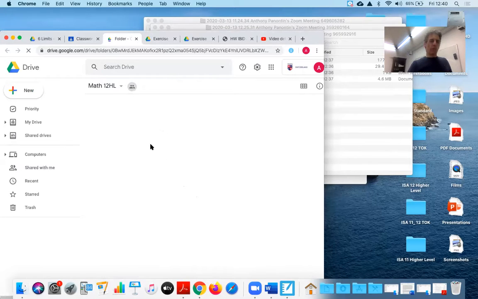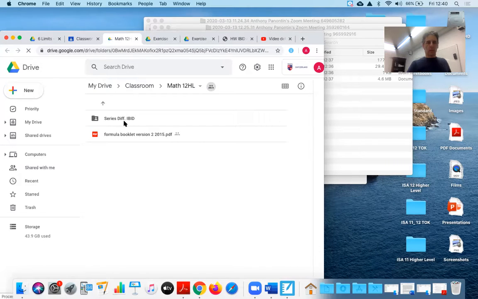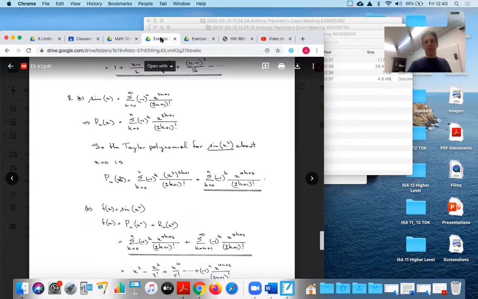You just choose the series and differential equation folder. A little bit slow today. Here we go. And then you pick the right chapter. And once it opens up to the right chapter, you go to the proper exercise and you'll see the solution. Okay? Now, what I want to do is to answer this question for you guys.